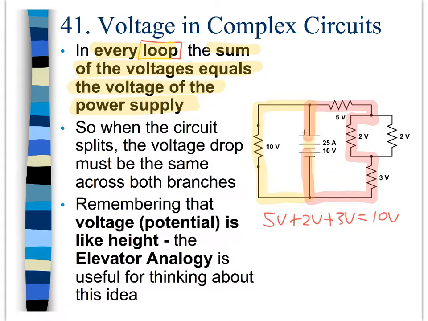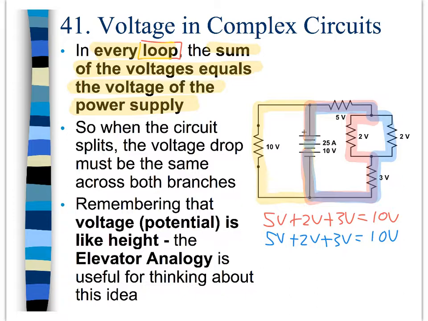Let's try our one final pathway, which is this blue pathway through the circuit, and we'll take the other resistor there. Once again, our voltages add up to the voltage of our power supply. We have 5 volts plus 2 volts plus 3 volts equals 10 volts, which is the voltage of our power supply. So that's how that rule works: the sum of the voltages for any loop must equal the voltage of the power supply.